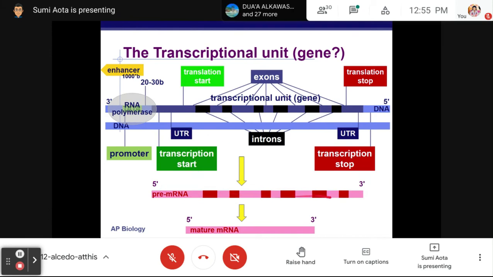Is it what we call the pre-mRNA? Or is it the mature RNA? What exactly is a gene? And what are we actually manipulating when we talk about genetic engineering then? That's a question that no one's really ever settled on. Depending on what aspect of molecular genetics you work on, you may have a different definition of what a gene is from a colleague.